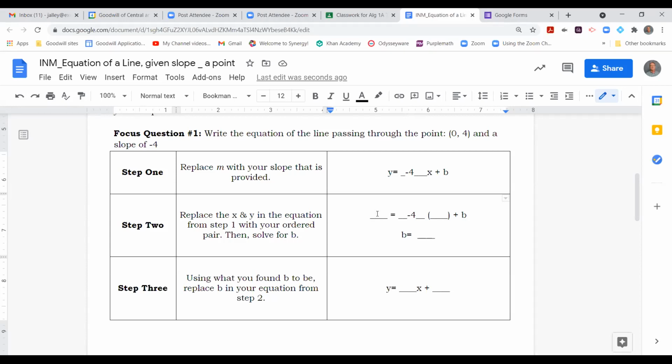What we need now are to put the x and the y in the correct location in this equation. So what is the y value that goes at the beginning of this equation that we're trying to work out? 4. That's the y value in the point. And the 0 goes where the x goes in the equation. So now we only have a 1 variable equation we can solve for b. That's all we're missing, right? We need b. We already have the slope.